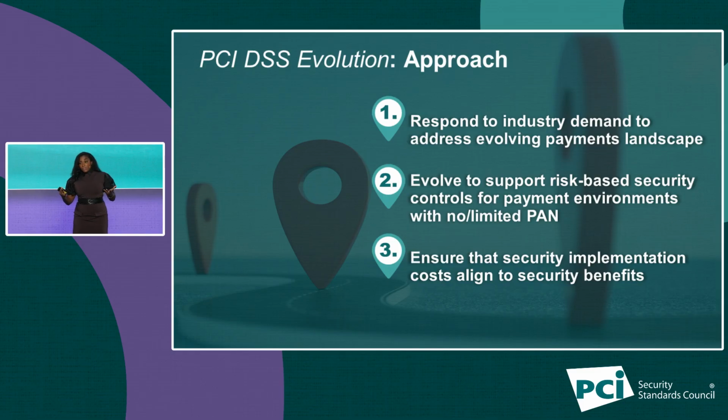And how do we intend to do that? Well, we want to make sure that we look at these three key areas as we look to evolve it. First, responding to the industry demand. We've had significant stakeholder feedback. We've got a variety of stakeholder groups, and everyone has let us know, hey, PAN is decreasing in certain environments, and we must learn to evolve with it. So we're definitely looking to address the decreased presence of these static data elements due to this evolving technology.